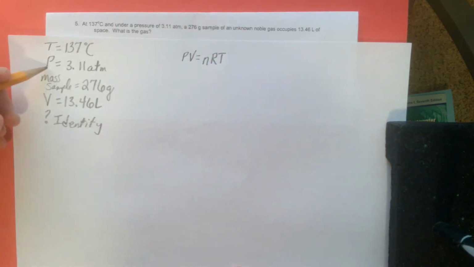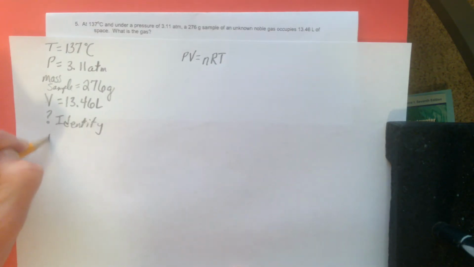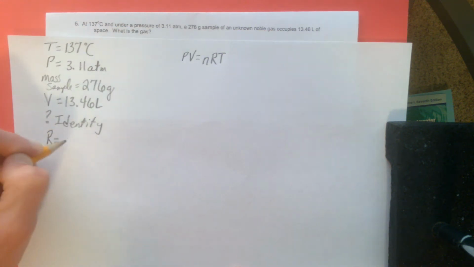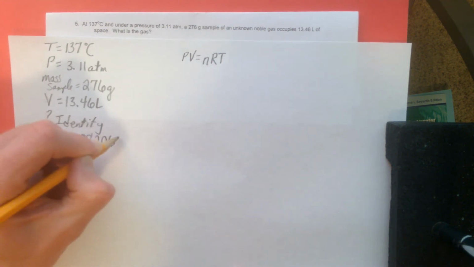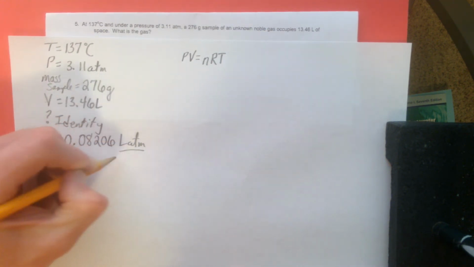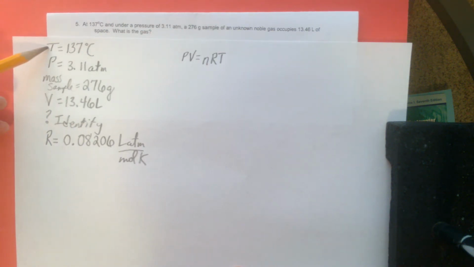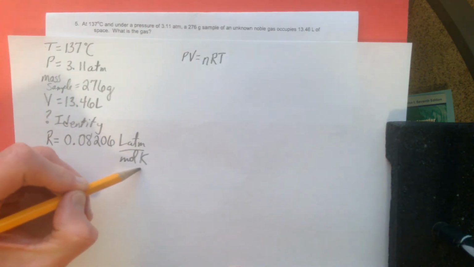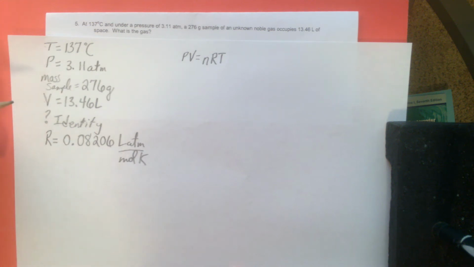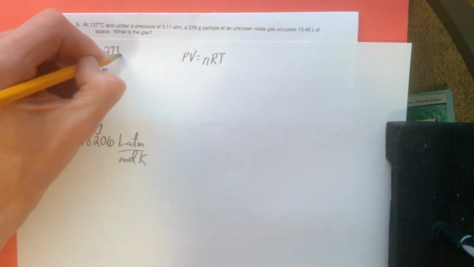Let's see what was given. The pressure was given. The volume was given. R is a constant. We know what it is: 0.08206 liters atmosphere per mole Kelvin. That's a constant that was given. So we have been given P, V, R. Temperature is given. One thing we notice about the temperature, it's in Celsius. It needs to be in Kelvin like our R, our universal gas constant. So let's convert this over to Kelvin, add the 273.15.